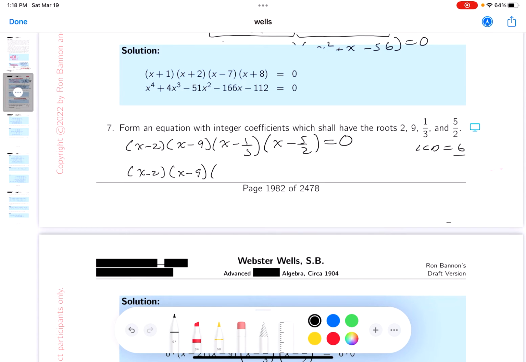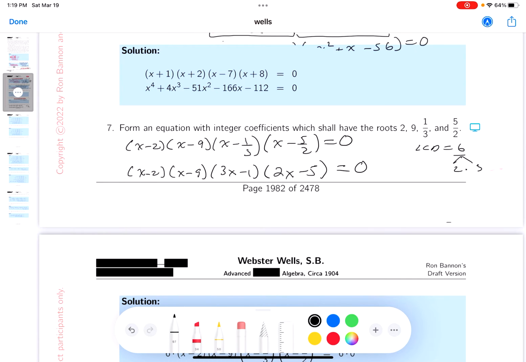The 6 is really 2 times 3. So I'm going to associate the 3 with the x minus 1/3 factor. So it'd be 3x minus 1. And I can associate the 2 with the x minus 5/2 factor, which would be 2x minus 5. You also have to multiply the right-hand side by 6, and 6 times 0 is just 0.